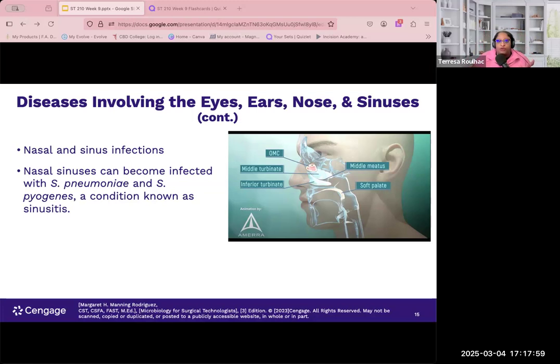Antibiotics are typically used for treatment, but in more severe cases, they'll come in for a FESS, where we will do a sinus surgery.